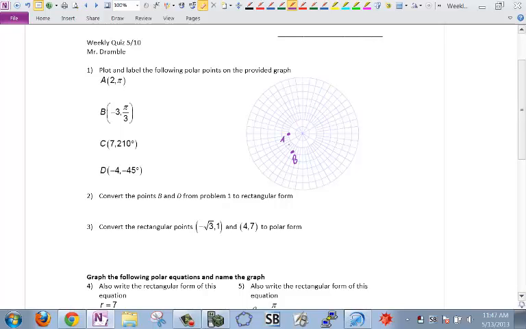210 degrees is this ray. And so when we go out to a radius of 7, 1, 2, 3, 4, 5, 6, 7, you're going to get this point right here.